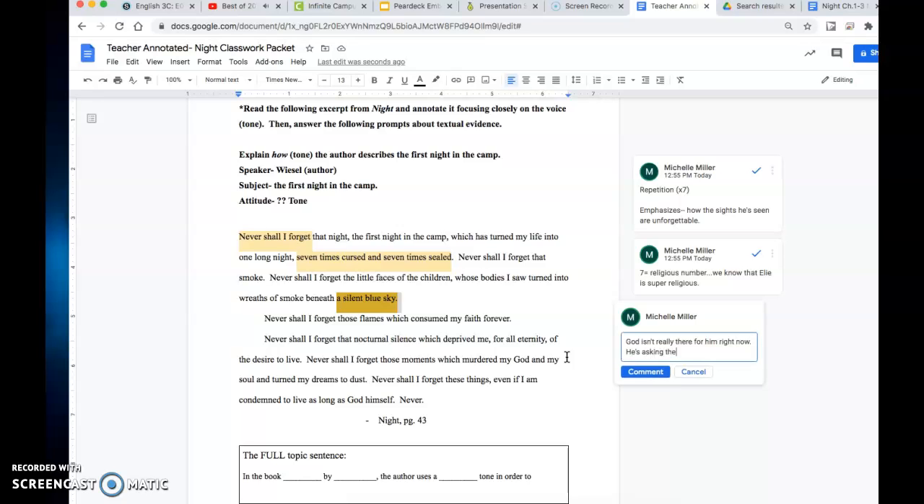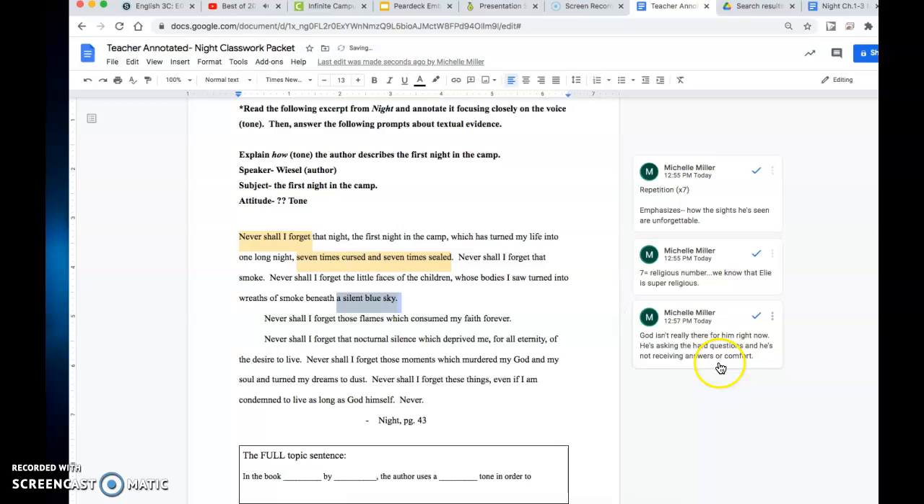He's asking the hard questions that Moshe the Beadle told him to ask to be close to God, and he's not receiving answers or comfort. And remember, at this point, Elie Wiesel is 15 and he's deeply religious. So this would be extremely hard for him right now, first as a 15-year-old, and second as somebody who believes that God is taking care of him and his religious people, and now he's seeing what's happening.